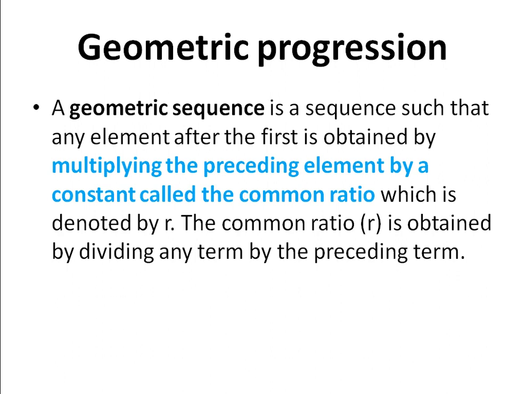It is a sequence. Like arithmetic progression, this is also a sequence such that each element after the first is obtained by multiplying the preceding element by a constant. We call it the common ratio, which is denoted by R. The common ratio is obtained by dividing any term by the preceding term.